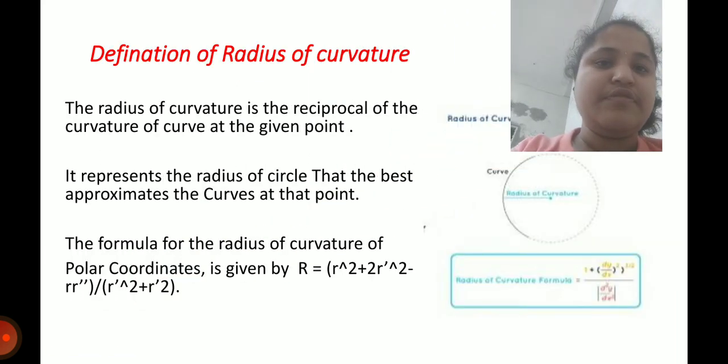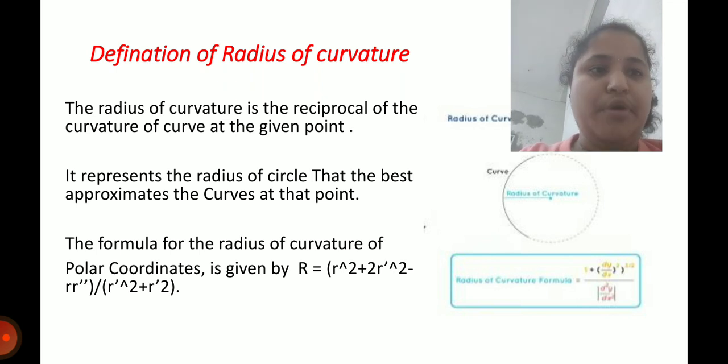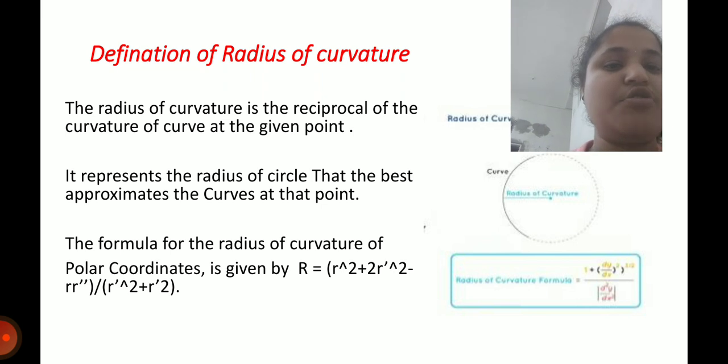Definition of the radius of curvature. The radius of curvature is the reciprocal of the curvature of a curve at a given point. It represents the radius of the circle that best approximates the curve at that point.